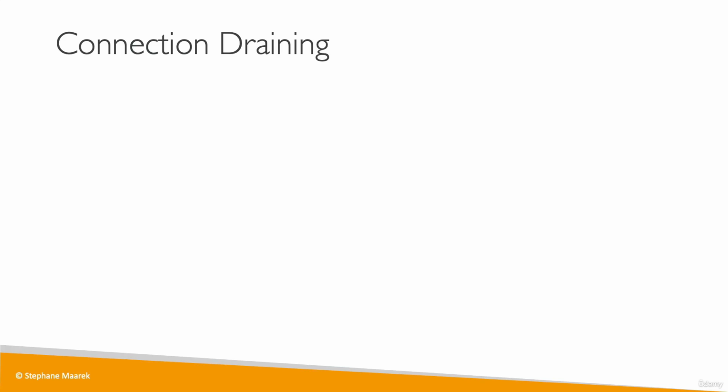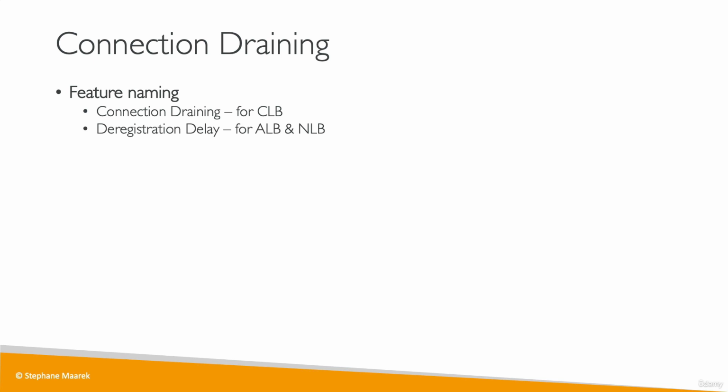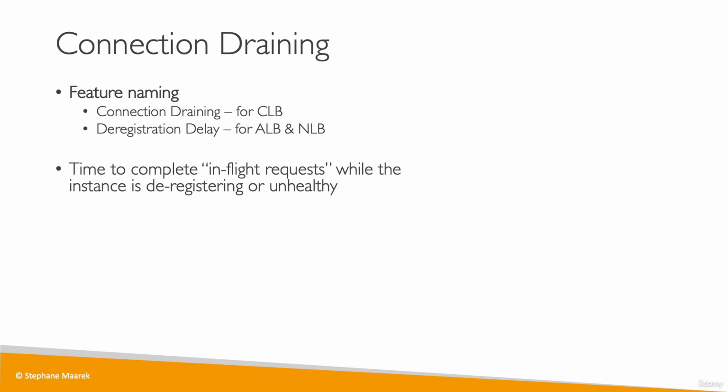So now let's talk about a feature that can come up in the exam, which is called connection draining. It has two names actually. If you're using a classic load balancer, it is called connection draining. But if you're using an application load balancer or a network load balancer, this is called a deregistration delay. The idea behind this concept is that it will give some time for your instances to complete the in-flight requests, so the active requests, while the instance is being deregistered or marked unhealthy.